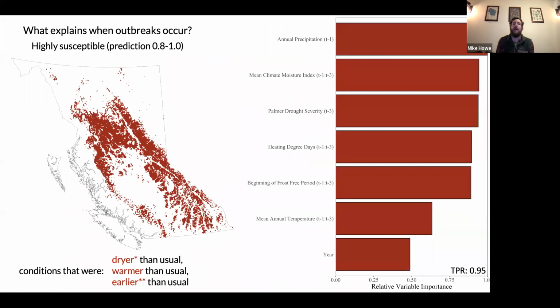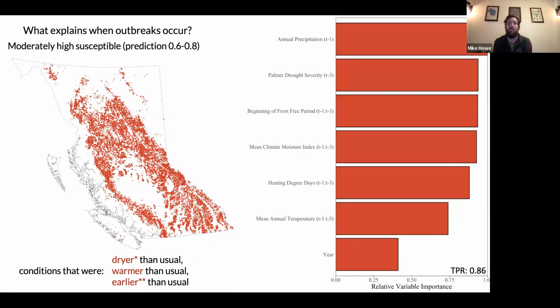So to begin with, we can look at what explains when outbreaks occur in highly susceptible landscapes. We see that the best predictor is the deviation in annual precipitation in year T-1, followed by mean climatic moisture index, or the mean deviation from year T-1 to T-3. And then third is the Palmer drought severity. So it seems that conditions that are drier and warmer than usual provide the best predictive power. And overall, this model correctly predicted 95% of when activity happened.